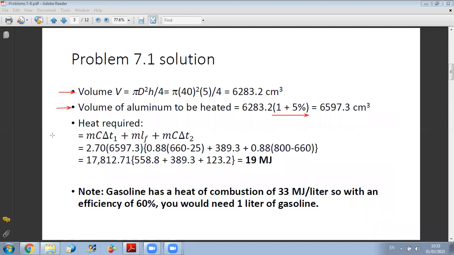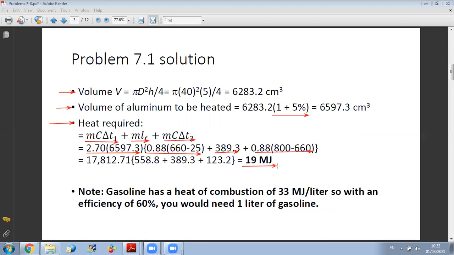And then to calculate the total heat required, we divided into three steps: sensible solid heating, change of phase heating, and sensible liquid heating. And you can take the mass in factor because it's common for the three parts, which is the mass is calculated as rho times volume. And then I take in factor C delta T1 plus latent heat of fusion plus C delta T2. I get in total 19 megajoule, which is a very large amount.